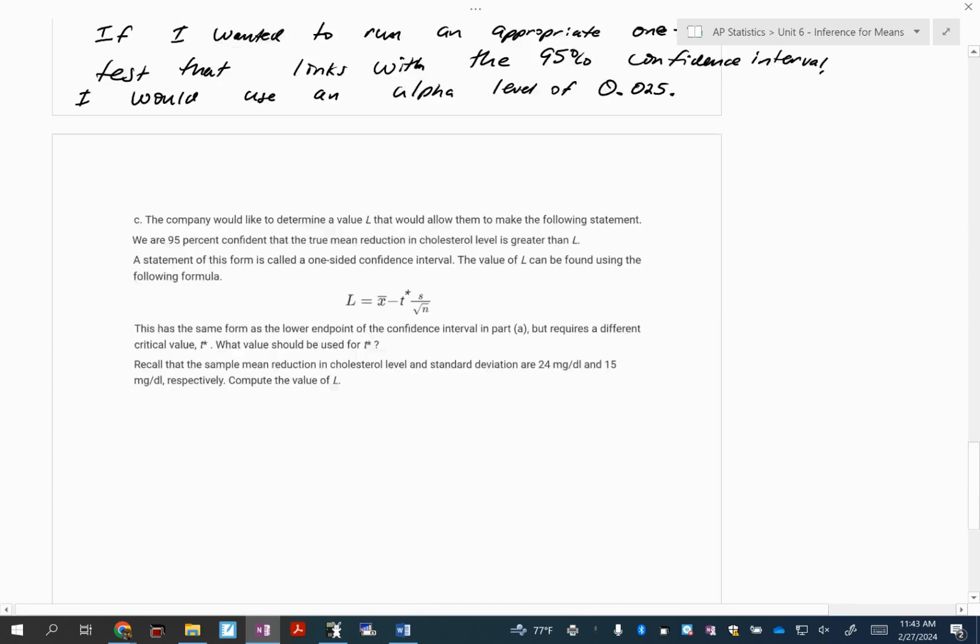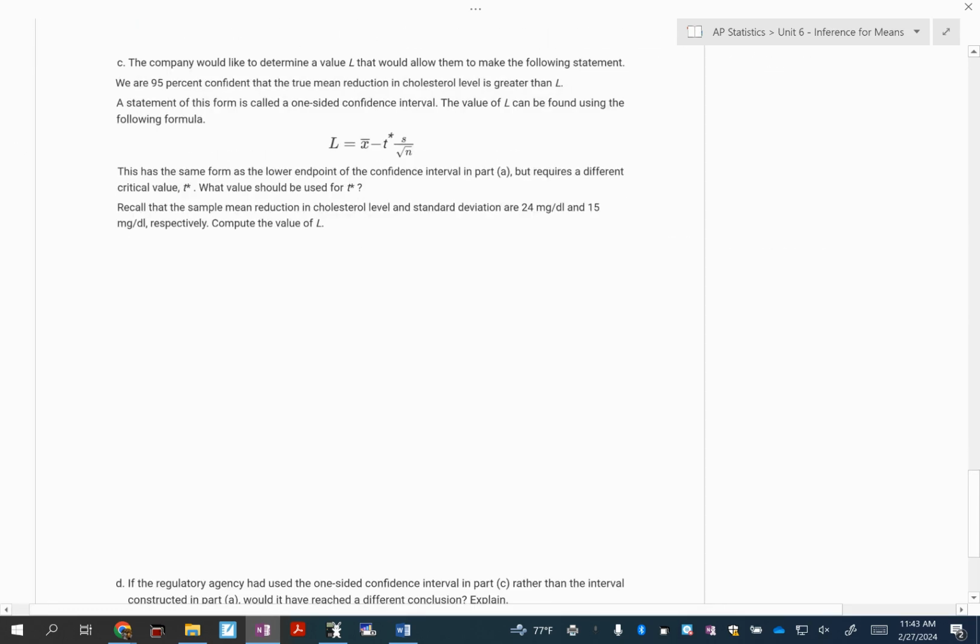Okay, part C. The company would like to determine a value L that would allow them to make the following statement. They're 95% confident that the true mean reduction in cholesterol level is greater than L. So if this is L, whatever this is, you can notice in this formula that it's essentially the same formula we used in part A, but it says only subtraction, so they're just doing the lower part of the interval.